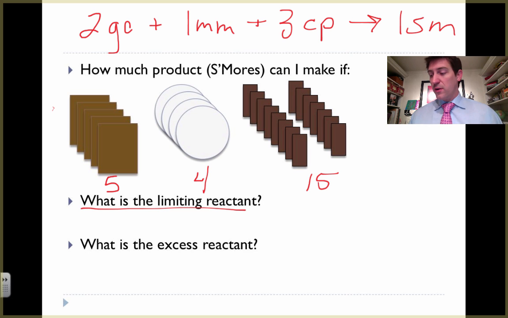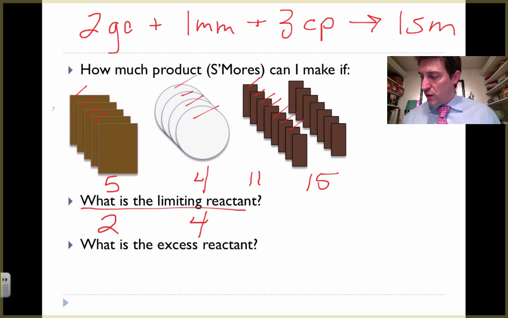Just with our graham crackers, we need 2 to make one s'more, and then we could make another s'more, which means we could make 2 s'mores out of the graham crackers that we have. With the marshmallows, we could make 4 s'mores because we only need 1 per s'more. With the chocolate pieces, we could use up 3, and that would make 1. We could use 3 more, and that would make another one.